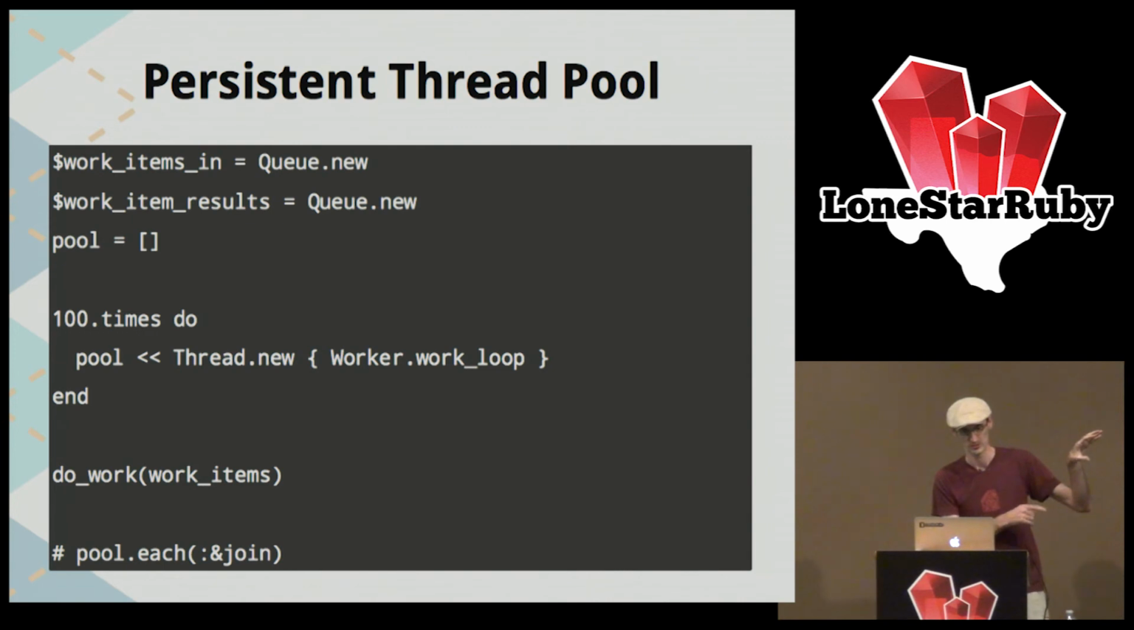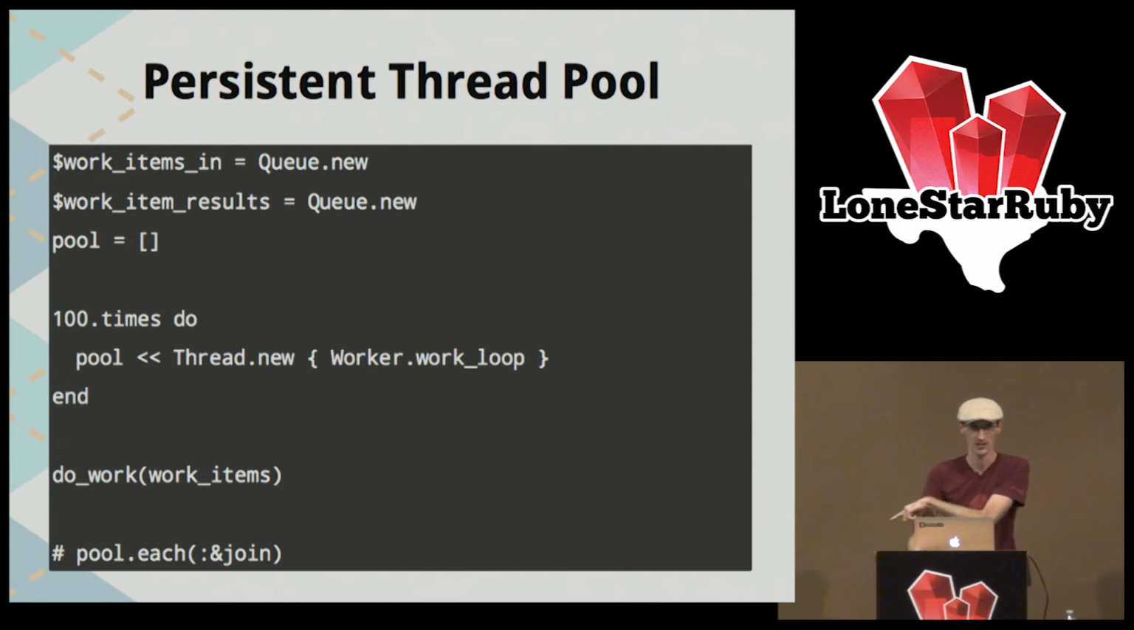Then do work will pass our work items in, and the idea here is we can call do work with more work items as many times as we want, probably in a loop. In our case, we were pulling the work from a remote queuing system. And it will reuse the same 100 threads.